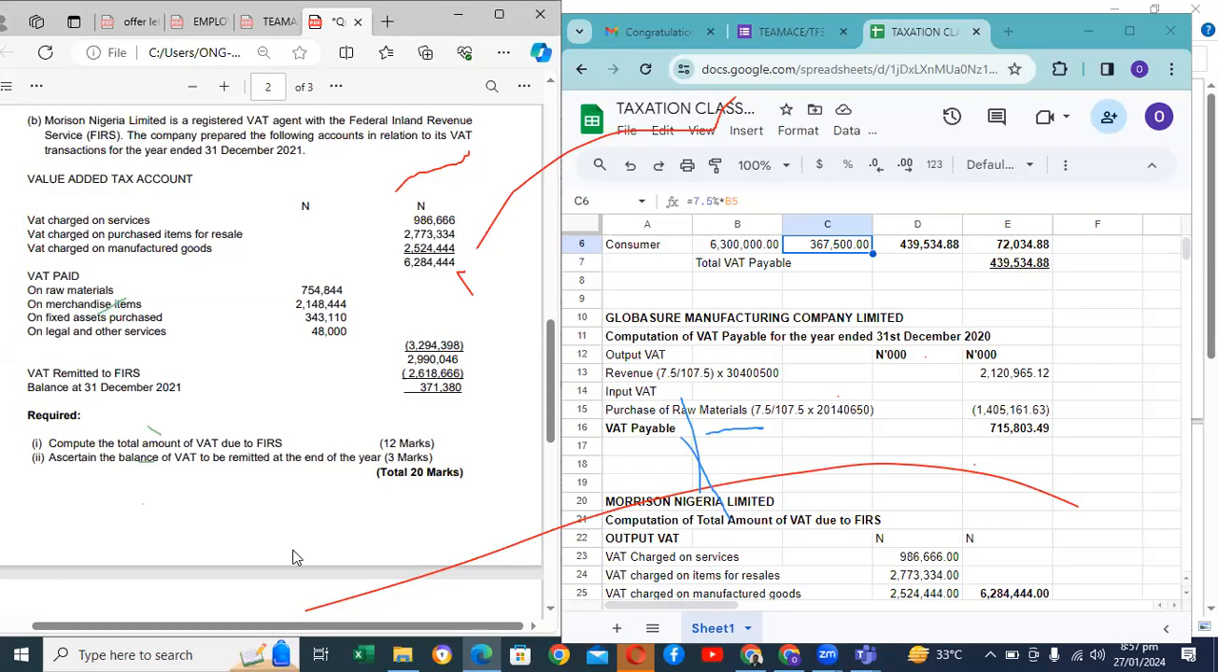Okay, that's the idea. Thank you, sir. So whenever we see anything VAT charged, that means it's an output. Anywhere you see VAT charged is an output VAT. Okay, thank you.